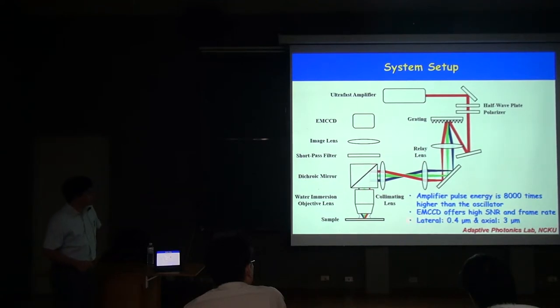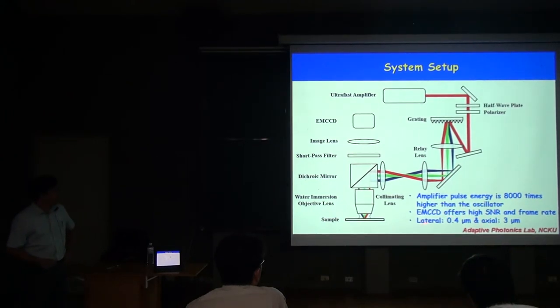And the resolution is based on your objective. If you use a water objective, the NA is around 1.0. So you can get a lateral resolution of around 400 nanometers. The axial resolution is based on your setup. It's based on your grating, the ruling density, or on your objective, the NA. So the excitation depth is around 3 microns.